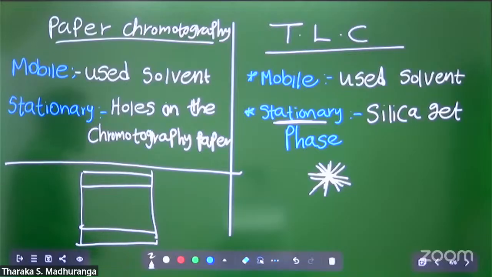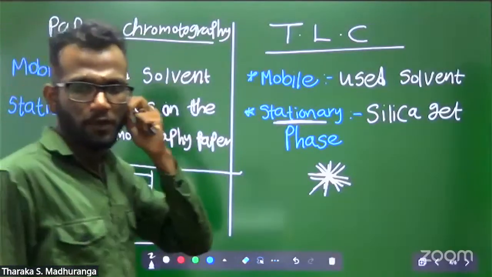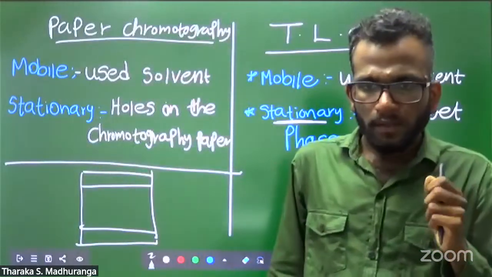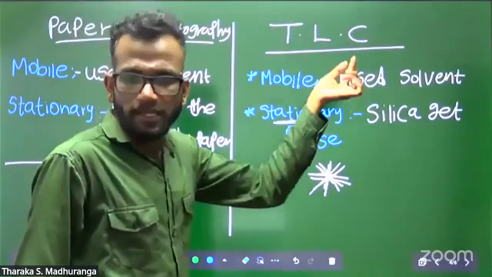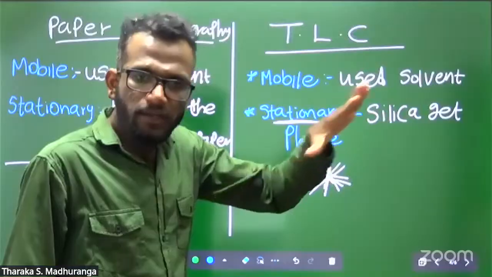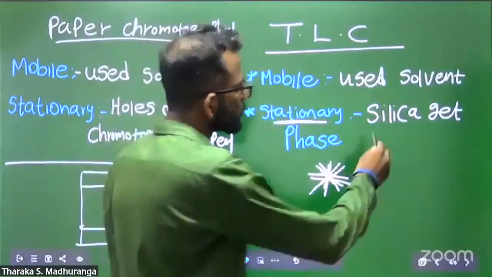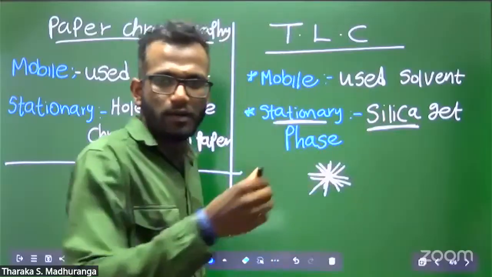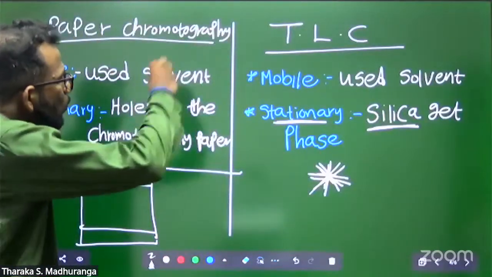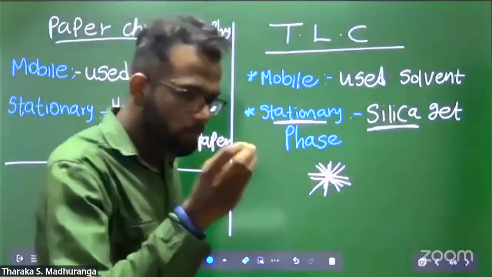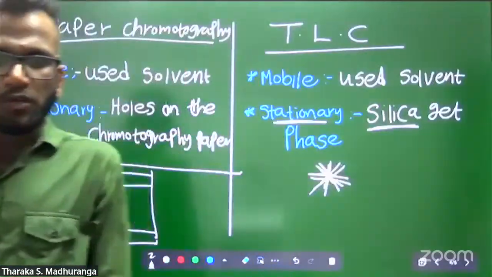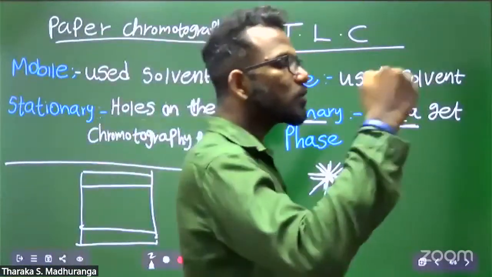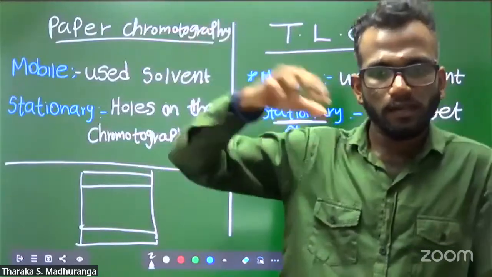What do you think? What are the advantages of thin layer chromatography when comparing with the paper chromatography? The main advantage is that in thin layer chromatography we also use silica gel, no? As the stationary phase, silica gel. Therefore, more than holes on the chromatography paper, it is better to use a silica gel thin layer, because through this silica gel it is easy to move the compound, easy to transfer.